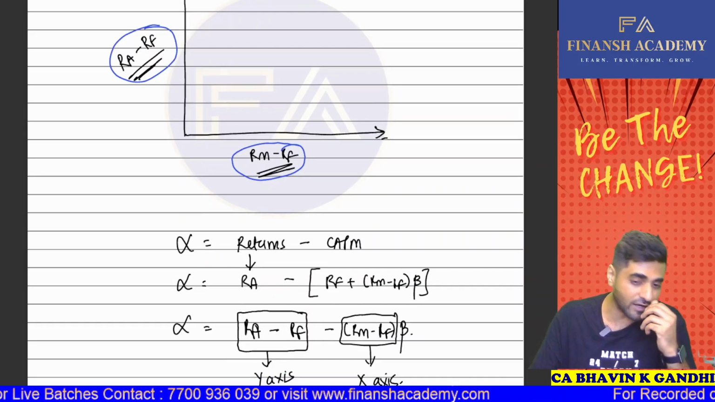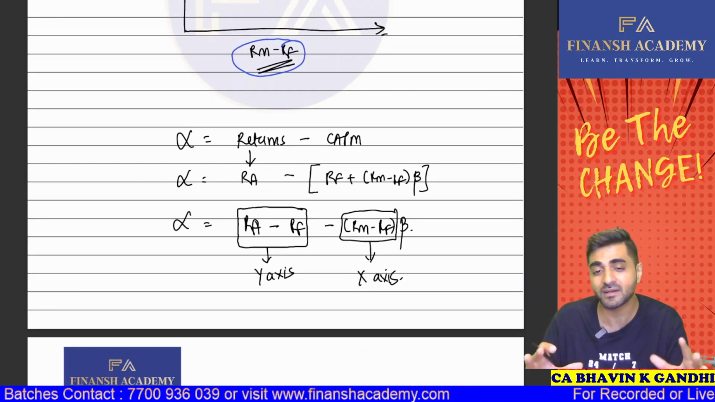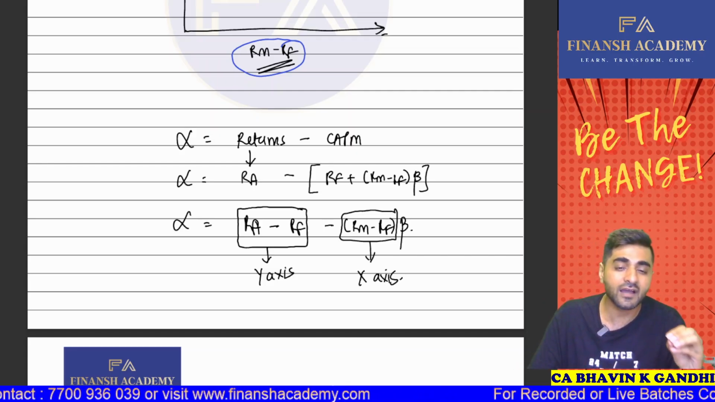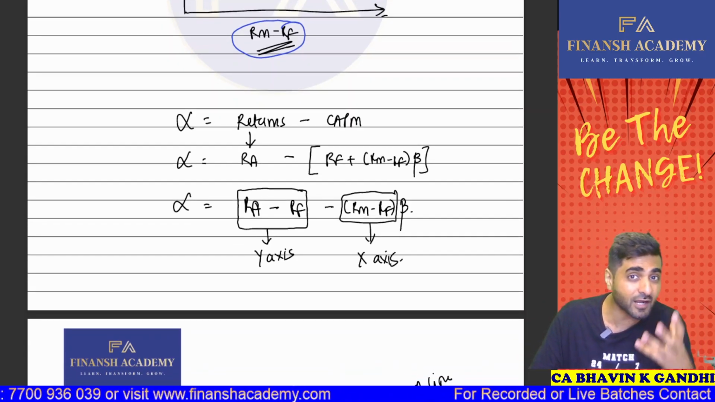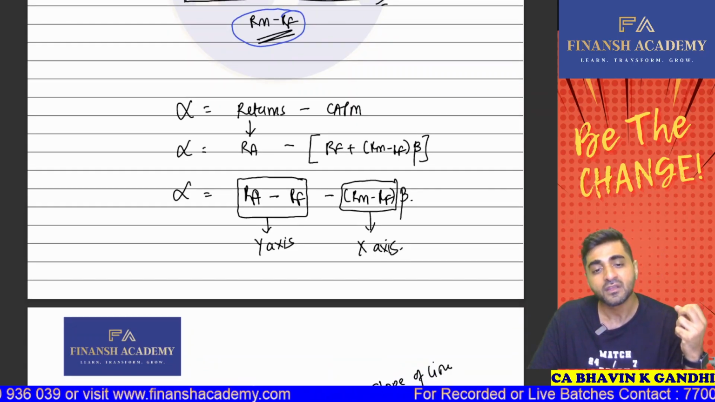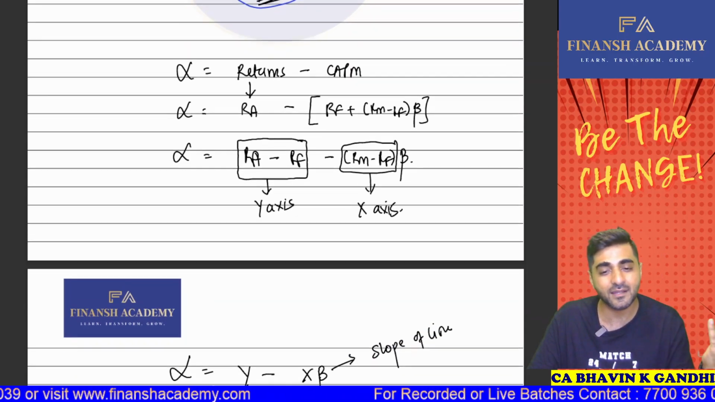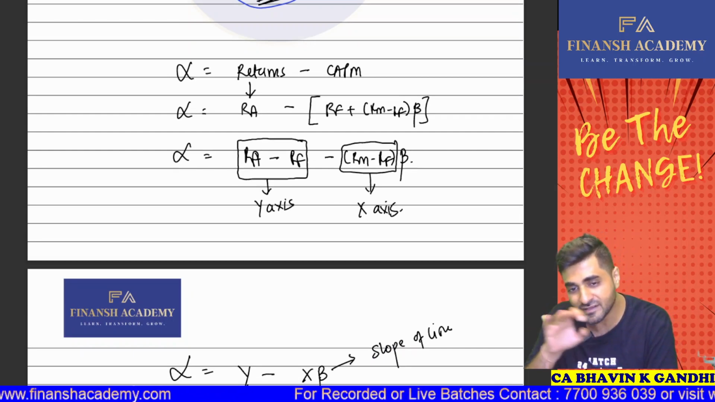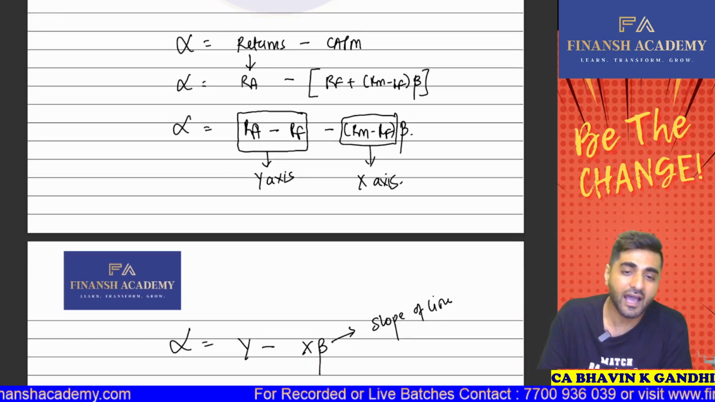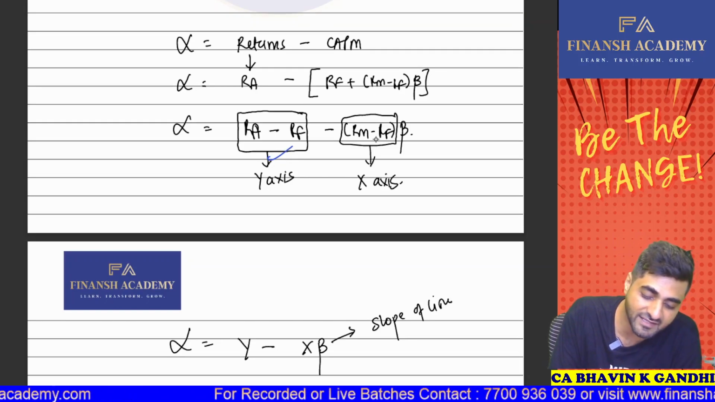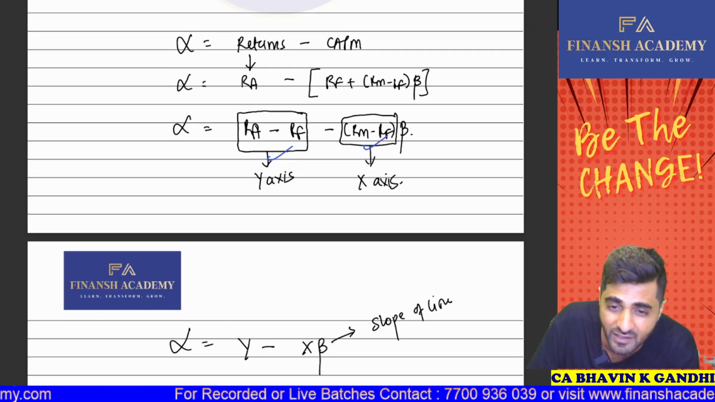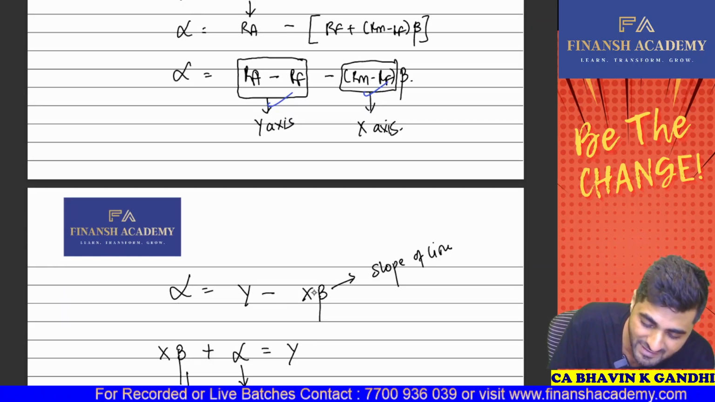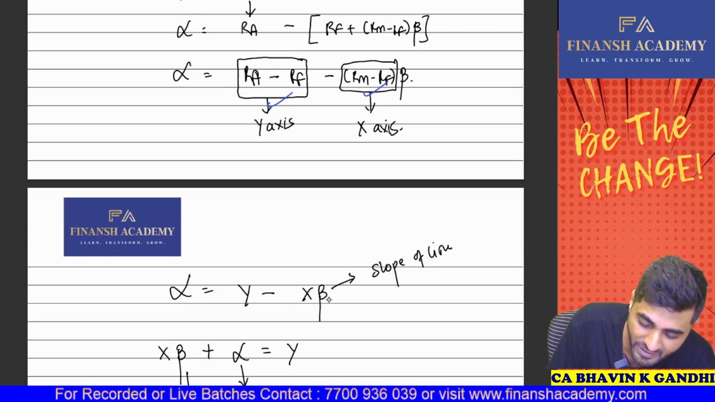I actually don't have much time to explain this in detail, so just revising it. As you know, this characteristic line comes from your Jensen's alpha. So alpha is what? Returns minus CAPM return. If you know this, then if I simplify this further, RA minus RF comes on your y-axis, and RM minus RF into beta comes on the x-axis. So this is nothing but alpha is equal to y minus x into beta.